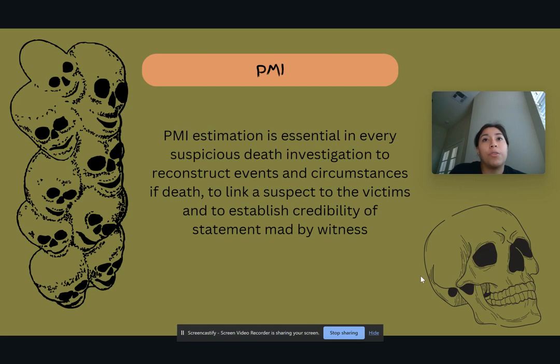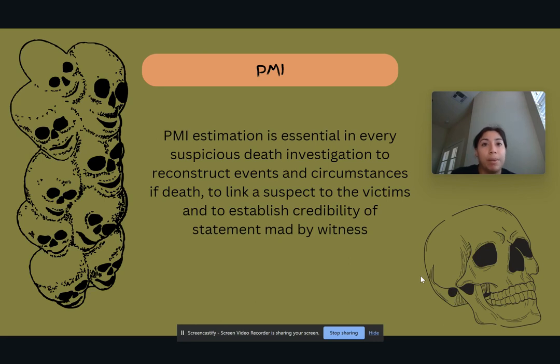Now, why do necrophagous insects help determine PMI? Quote, "Every death investigation relies on an accurate estimation of the time of death or the period since death, termed as the post-mortem interval. PMI estimation is essential in every suspicious death investigation to reconstruct events and circumstances of death, to link a suspect to the victim, and to establish the credibility of statements made by a witness." It is not just useful in criminal cases but also civil cases.